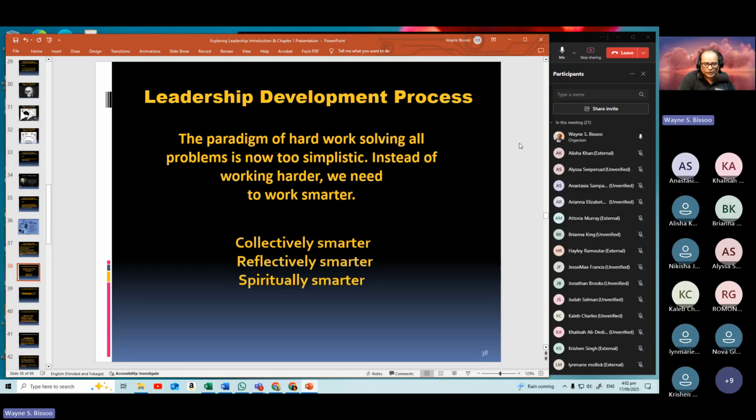We've gotten this drilled into us since primary school. If you want to do good, you have to work hard, right? So the concept of working hard to solve our problems, the model says this is too simplistic. Instead of working harder, we need to work smarter. So, what do we mean when we say smarter? We say collectively, reflectively, and spiritually.